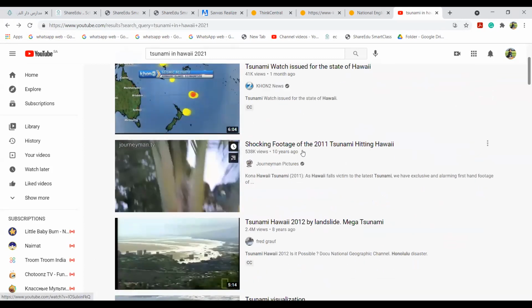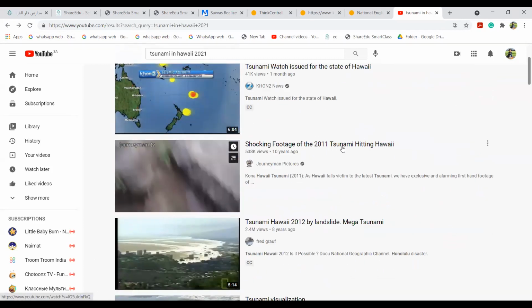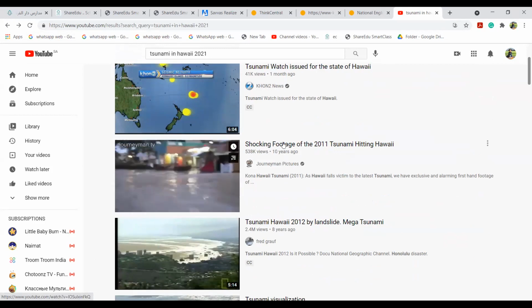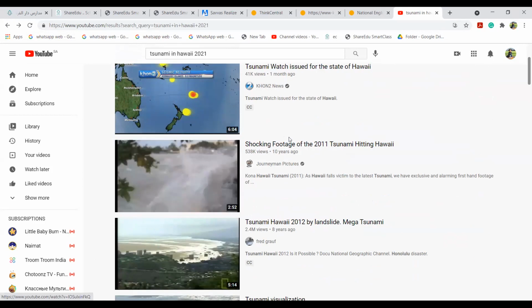Now shooting footage of 2011 tsunami hitting Hawaii. But again, it won't be clear, but let us see.